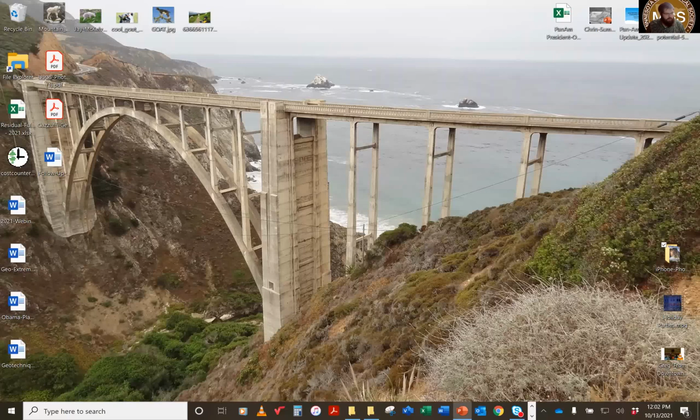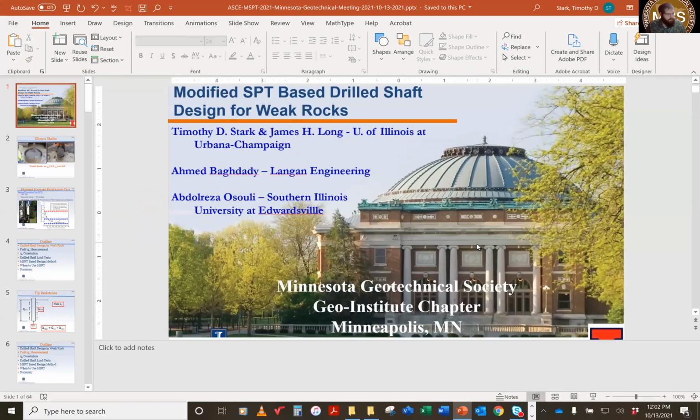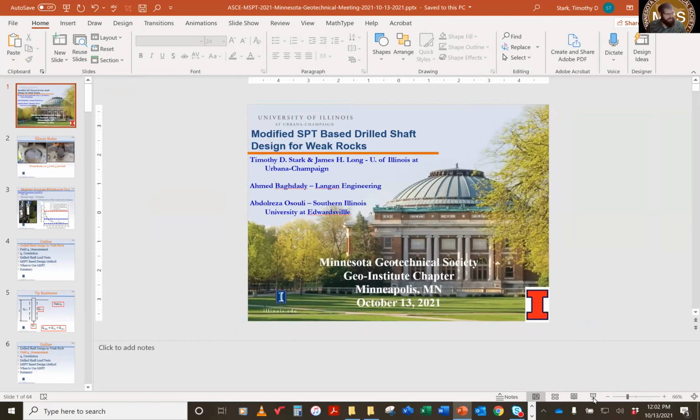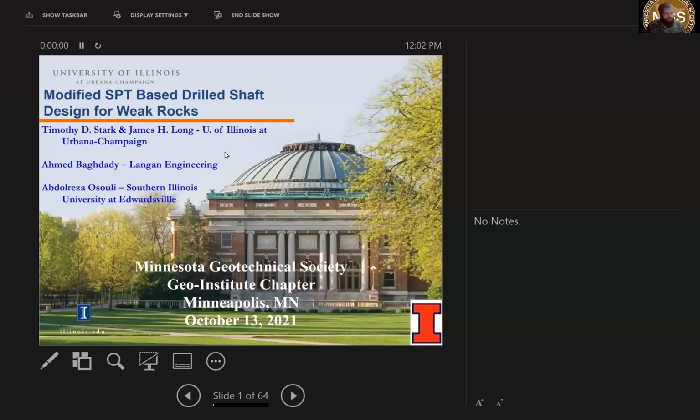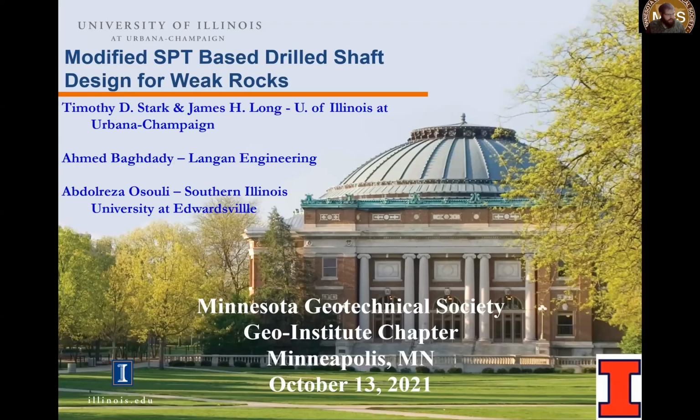Dr. Tim Stark is a professor of civil and environmental engineering at the University of Illinois Urbana-Champaign, with an expertise in geotechnical engineering. Dr. Stark has been conducting research and teaching the static and seismic stability of natural and man-made slopes, embankments, and earth structures for over 25 years. He has received a number of awards for his research, teaching, and services. And I will leave it at that.